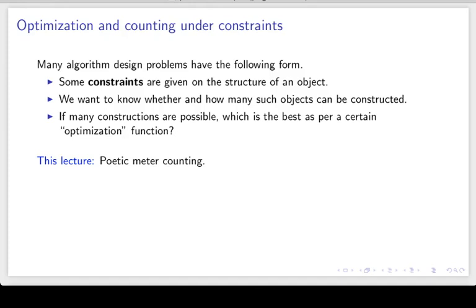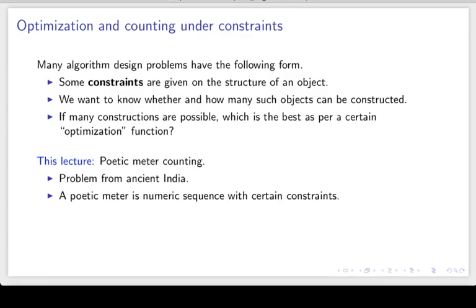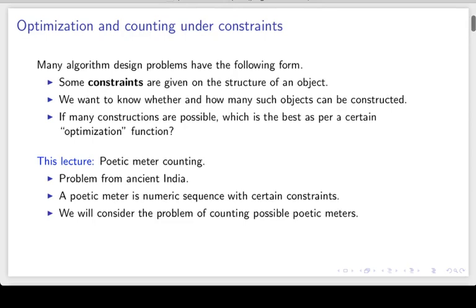We are going to count the number of so-called poetic meters that can be constructed. This is a problem from ancient India. It actually is a problem related to poetry. You will see details in a minute. Just very quickly, we are not going to worry about poetry, but we will see that a poetic meter can be thought of as a numeric sequence with certain constraints and properties. So our problem will be counting how many poetic meters we can construct satisfying a certain constraint.